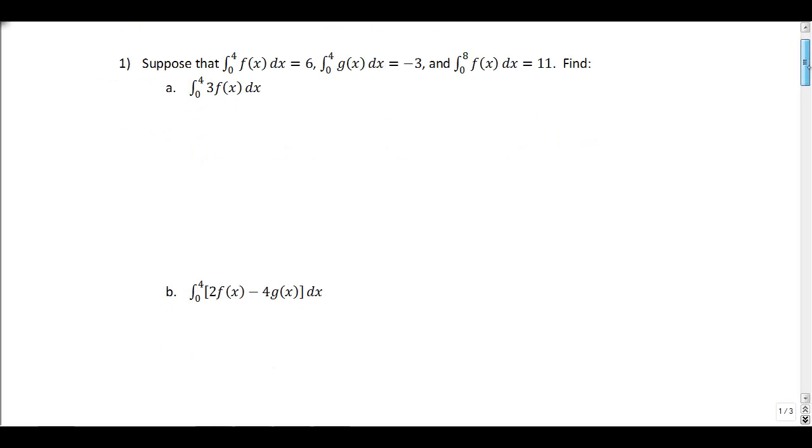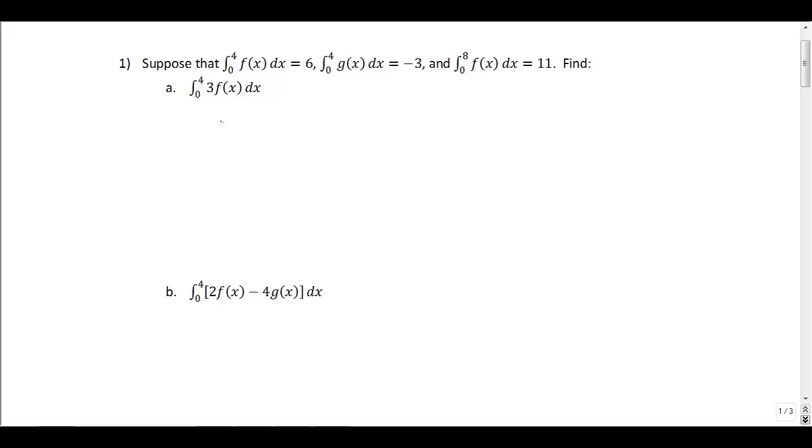First question, suppose that the integral from 0 to 4 of f of x dx equals 6, the integral from 0 to 4 of g of x dx equals negative 3, and the integral from 0 to 8 of f of x dx equals 11. So we want to find some various things here. This is just generally properties of integrals.